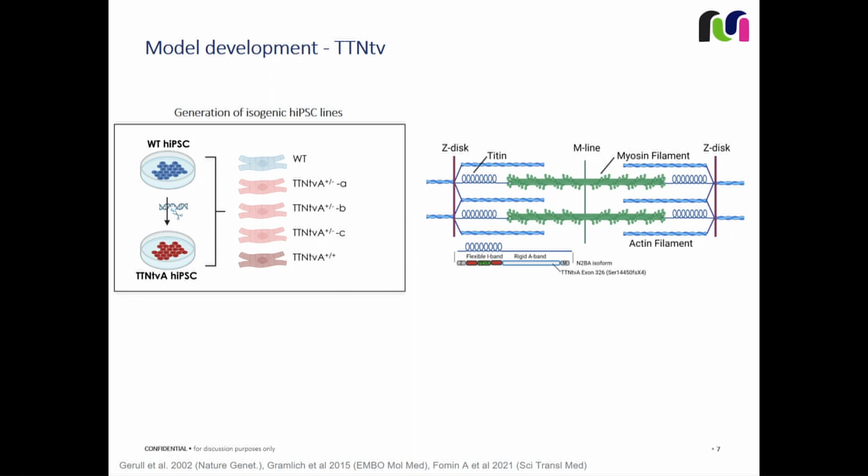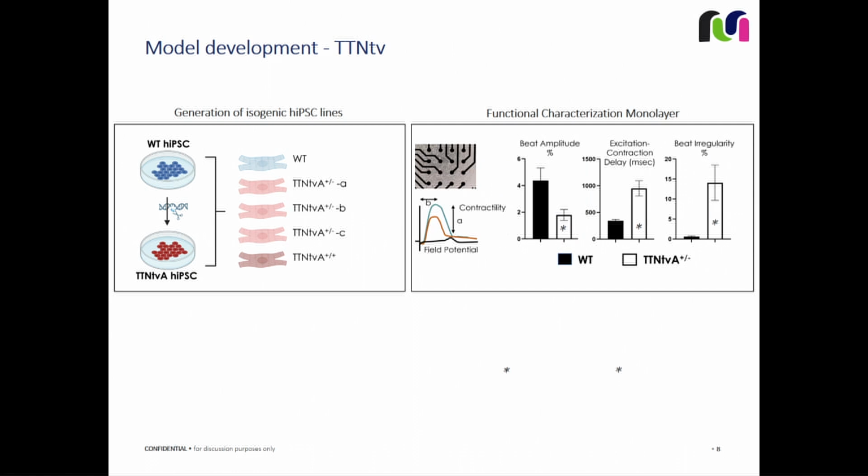It was characterized in iPS cells in 2015 by the Moretti lab in Germany, and also very recently by the Wolfgang Linke and Wolfram Zimmermann labs. So we're making multiple heterozygous clones, the wild type, of course, and also the homozygous. I'm just going to show you a few data for the functional readouts.